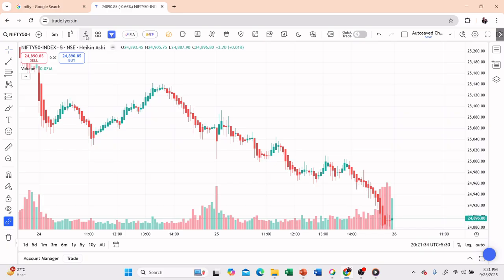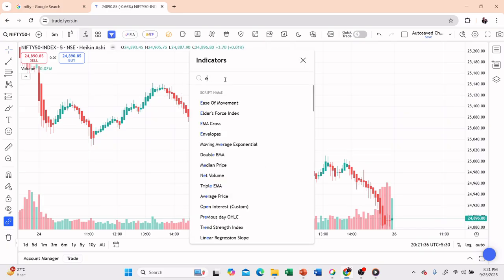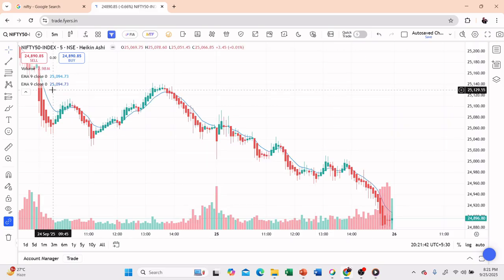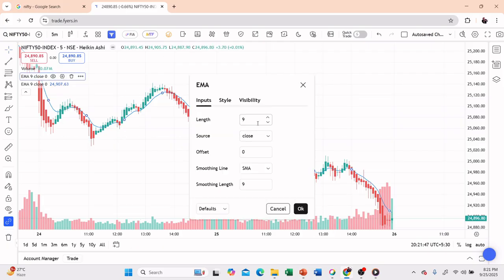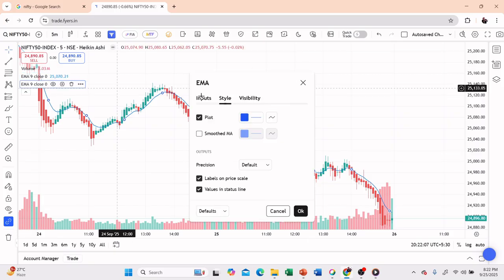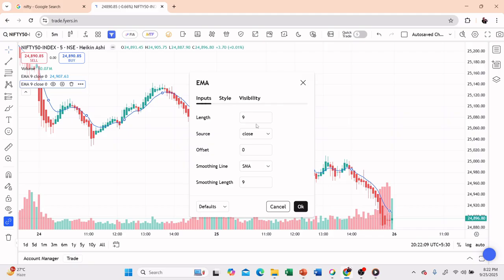Now if I go to the FX or function key and put exponential moving average, EMA, and click this twice, you get one simple line. If you can see here, the smoothing length is 9 and the length is 9. In the style, I can change the color, but I prefer keeping it blue because it indicates the fast moving line. If the price crosses above blue, it gives me an indication that I need to buy. Now I need to change it to 21. So I will choose the second one and put the input as 21, because we are trying to use a combination of 9 and 21.